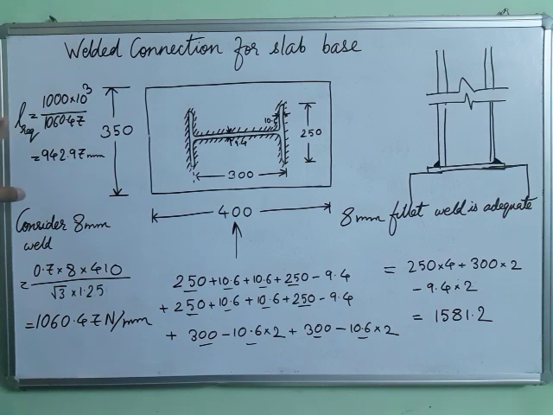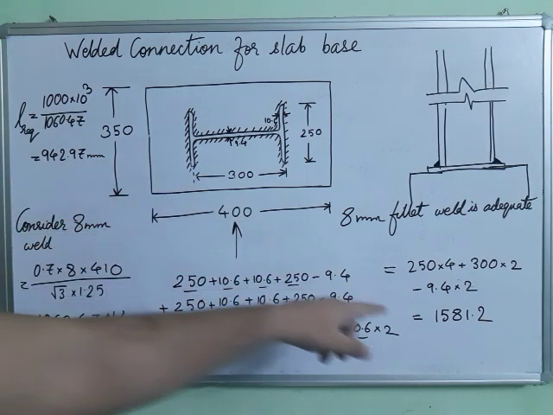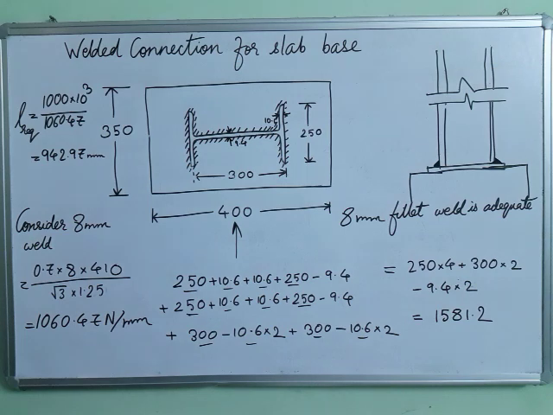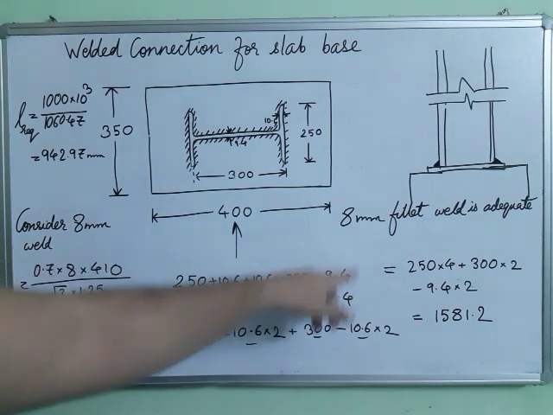Now the required length of weld is equal to the load, already given in the question, 1000 kilonewton, so 1000 into 10 cube newton, divided by the capacity of the weld per unit length, 1060.47. We divide it and we got the length required as 942.97, which is lesser than 1581.2 available. So our 8 mm fillet weld is adequate.